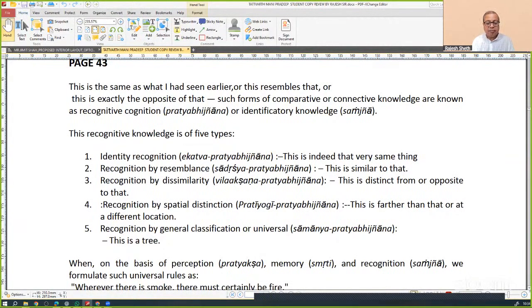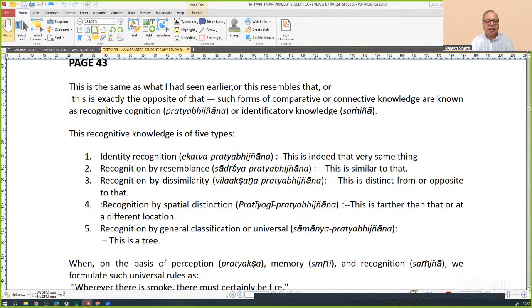The third is recognition by dissimilarity. This is distinct from or opposite to that. The same example: I had seen the child 2 years ago, and he is not as simple as he was previously. As you grow up, you become complex, right? Initially you are very innocent, and then you become smarter and complex. So it is not as simple as it was. Fourth, recognition by spatial distinction, pratiyogi, comparative. This is farther than that, or at different locations, so you are doing comparison. I had seen the child 2 years ago, and now the height has increased. The child is the same, but now you are comparing with 2 years ago: height was small and now the height has increased. So this is the fourth category.